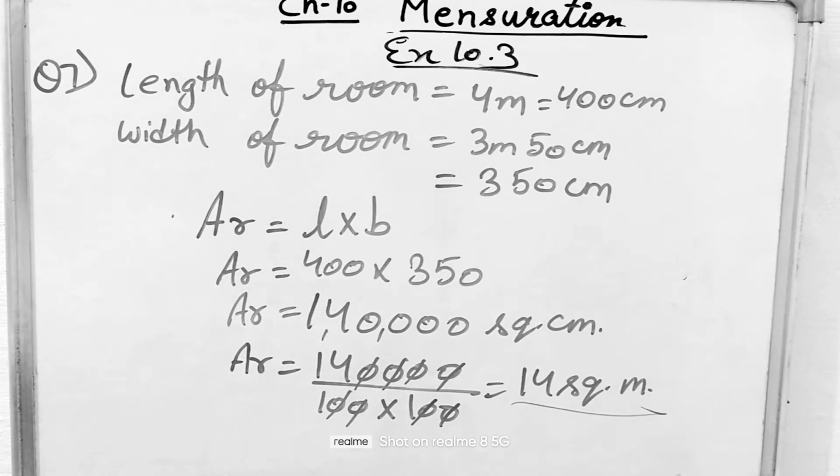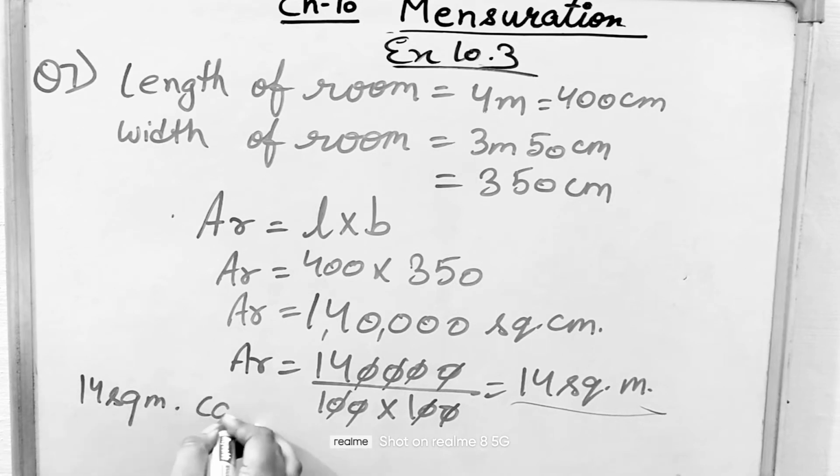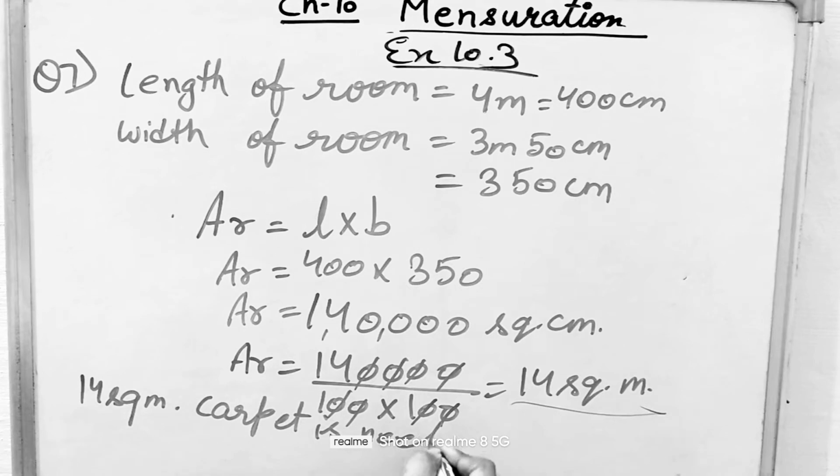So how many square meter of carpet is needed? We need 14 square meter carpet. You will write your answer statement also, that 14 square meter carpet is needed to cover the floor and so on. You can write it.